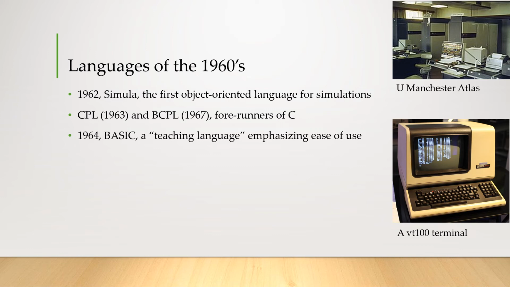1962 saw Simula, the first object-oriented language for simulations. We'll see what object-oriented means at the very end of this course in C++. CPL and BCPL were sort of the forerunners of C. We're not going to talk about them much. And in 1964, a fellow at Dartmouth College up in New Hampshire, actually a pair of fellows.